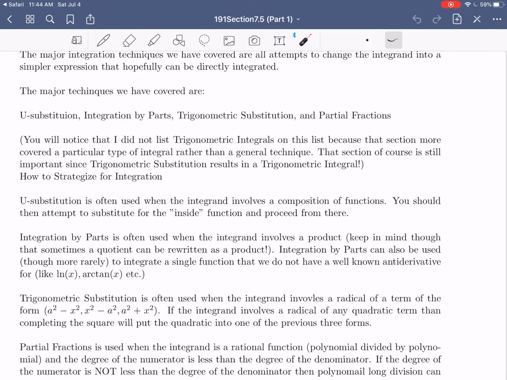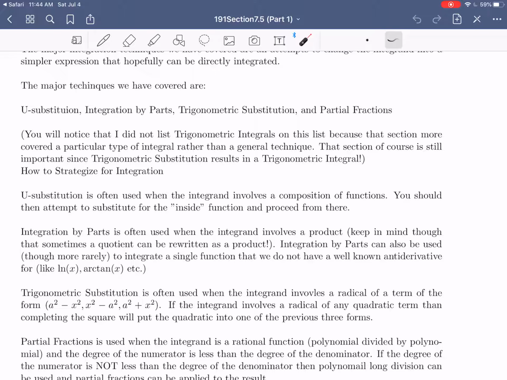So what are the major techniques that we've covered? Well, I would classify that there are four major techniques that we've discussed for changing the integrand into an expression that hopefully we can directly integrate. Those techniques are U substitution, integration by parts, trigonometric substitution, and partial fractions.